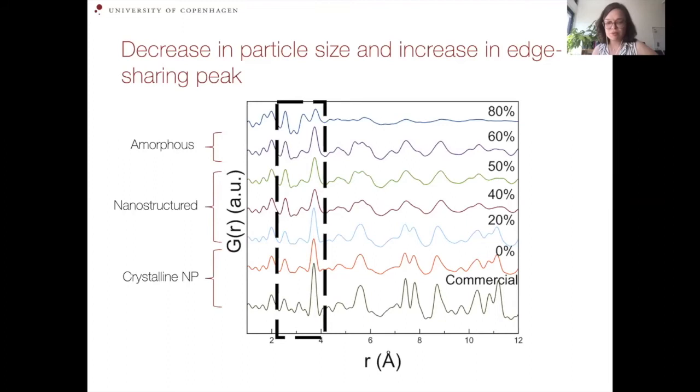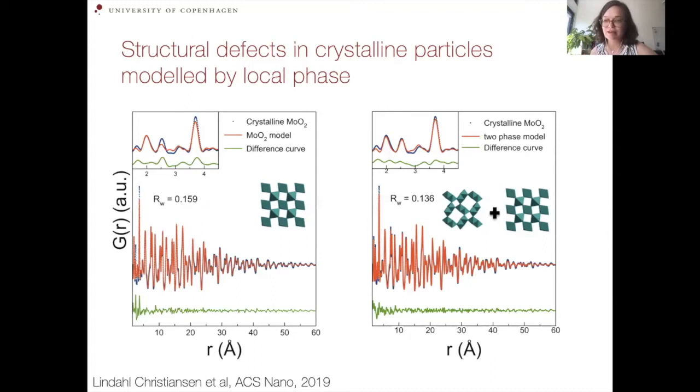So what we tried to do first is to think about whether we can make a simple model that would describe these extra edge sharing octahedra that we appear to have in our nanoparticles. These are, again, the 40 nanometer nanoparticles, or what we call crystalline nanoparticles, where we saw in the PDF fit before that we had some issues in the local range. So what we tried to do is include some more edge sharing in this structure. And we do this in a very simple way, where we introduce an extra phase compared to this rutile phase, which is a hollandite structure, which is related to rutile by defect chemistry.